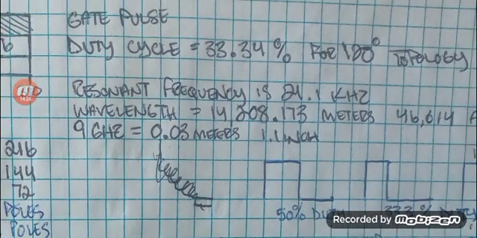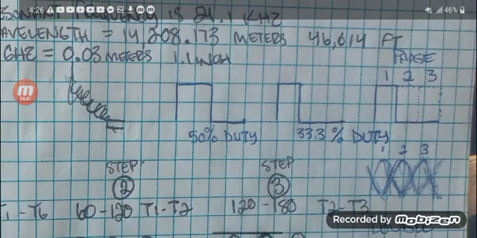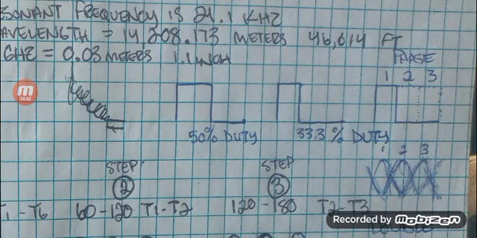So there's your resonant frequency, 21.1 kilohertz. That would mean your wavelength is 14,000 meters. That's just some calculations for something else.